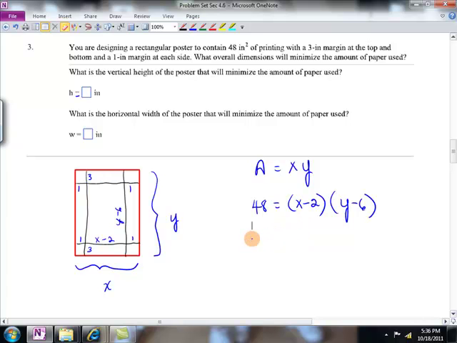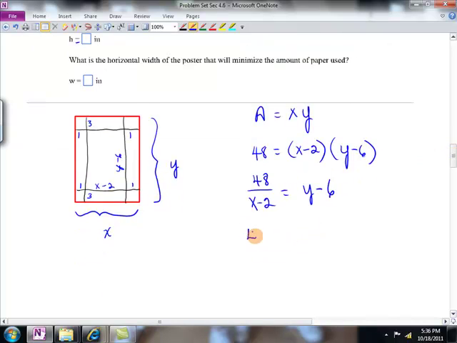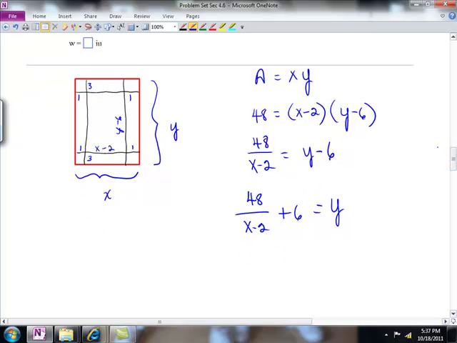Okay, so we got 48 equals (x minus 2) times (y minus 6). Let's solve this way. We can't multiply that or anything. Let's go ahead and divide this guy over here, and then let's add the 6 over. So we got 48 over x minus 2 plus 6 equals y. All right. So we've written y in terms of x. Now let's do the area.